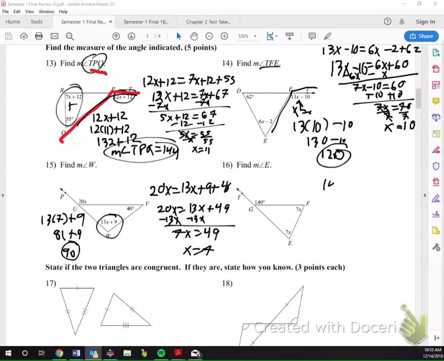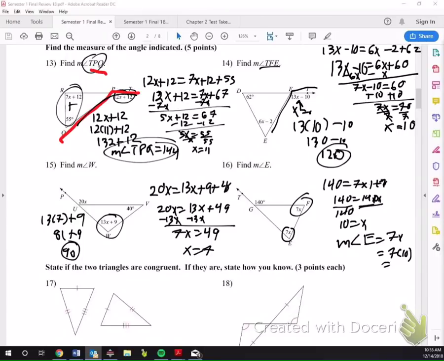Anyway. So, for the measure of angle E, we want to start off by setting up 140 is equal to 7x plus 7x. 140 is equal to 14x, so x is equal to 10. Now we're looking for the measure of angle E, and that equals 7x. So we know that 7 times 10, or 70, is our answer, okay?